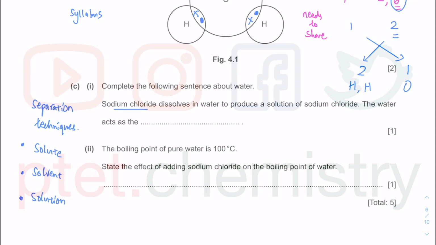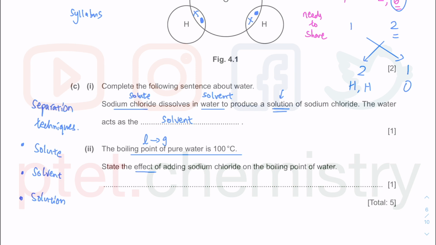This thing is the solute because it's the solid that dissolves in the solvent to give you the solution. So the water is acting as the solvent, the substance you use to dissolve the solute to give you the solution. Part 2 is basically talking about the boiling point of pure water. So liquid water going to steam is 100 degrees Celsius, something you know from lower secondary, I hope.